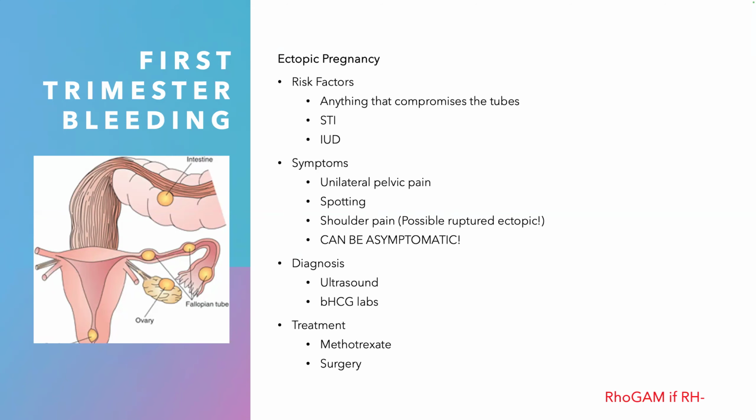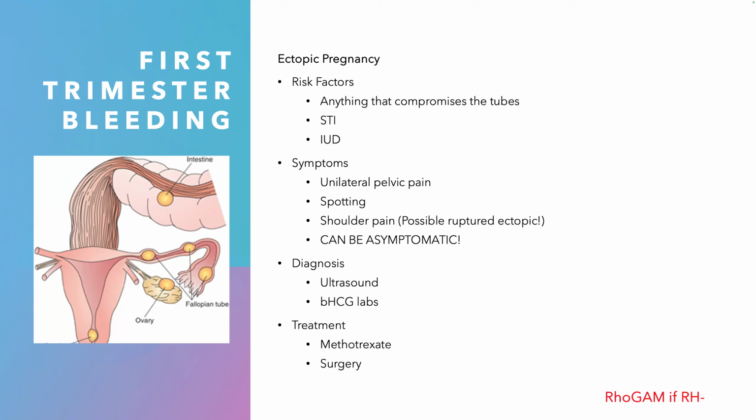And so thinking about anything that compromises the tubes, someone who had a history of tubal surgery or something to their fallopian tubes is going to be at risk for an ectopic pregnancy. So symptoms of an ectopic pregnancy. These are people who have a positive pregnancy test and they have unilateral pelvic pain. So this is pelvic pain on one side.